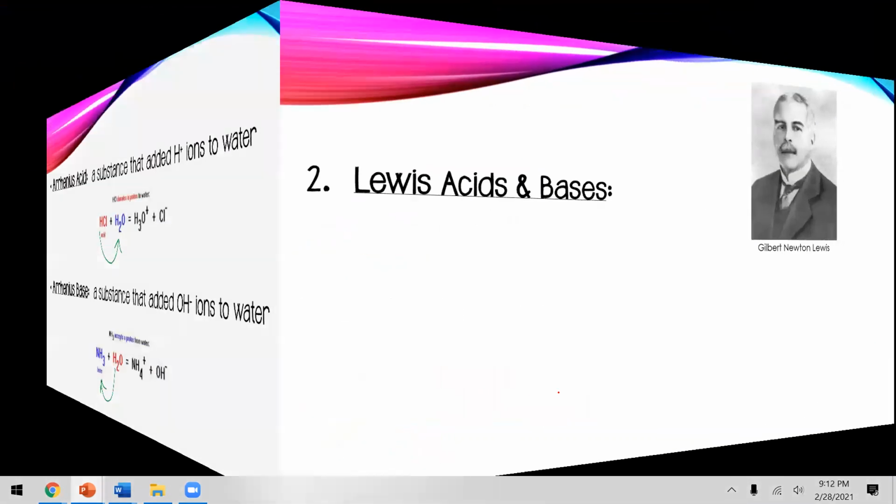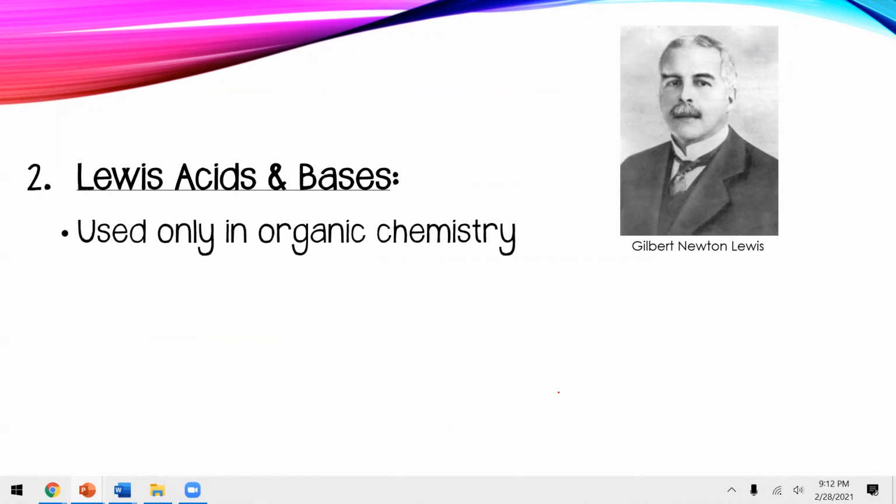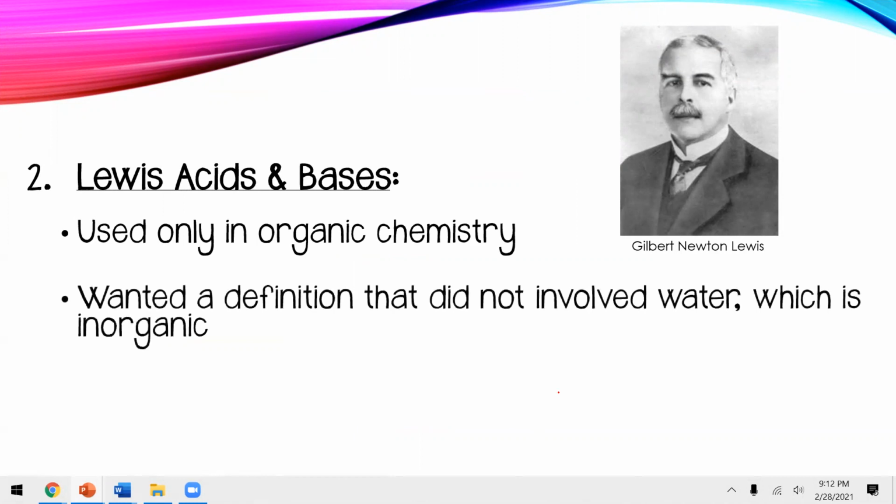Very historical. Then we have our Lewis acid and base definition, named after Gilbert Newton Lewis. This is only going to be used in organic chemistry, so we will not be discussing it in our acid-base chapter, but it's a definition that does not involve water. Inorganic chemistry involves a lot of water. However, organic chemistry does not. So Lewis was studying organic chemistry, so he wanted a definition of an acid and base that didn't have to be in a water solution, because they don't necessarily have to be. His do not involve any H+ or OH- ions, which come from water.